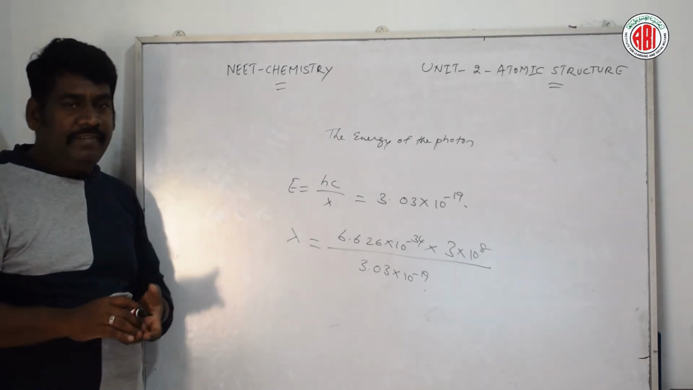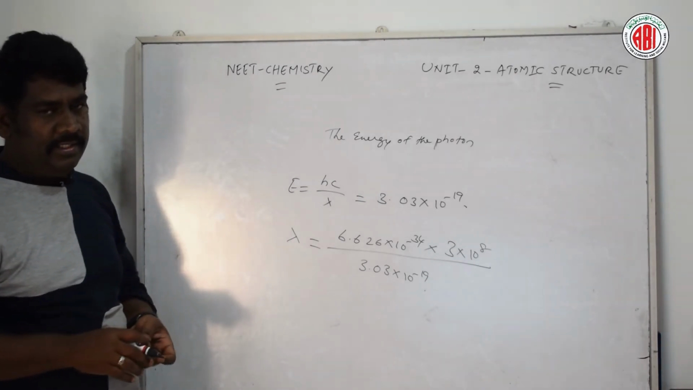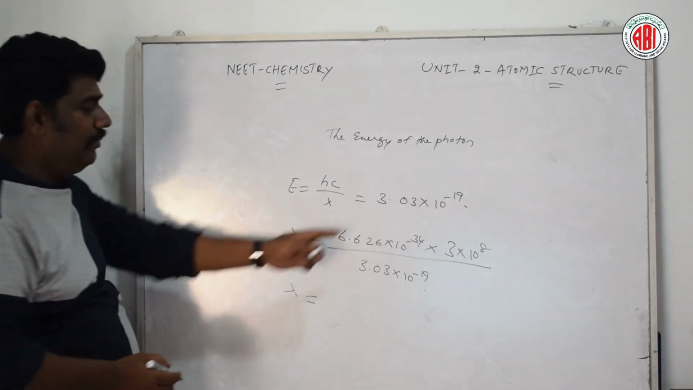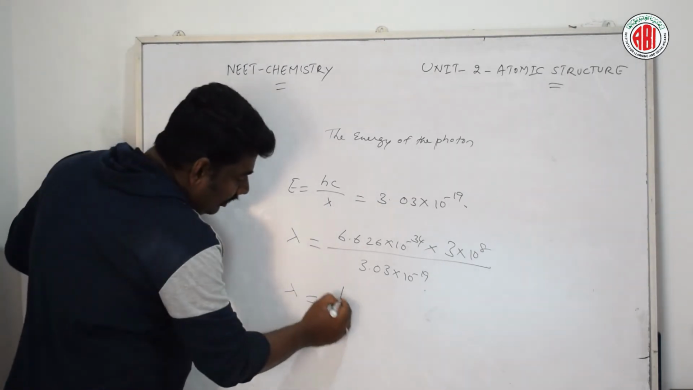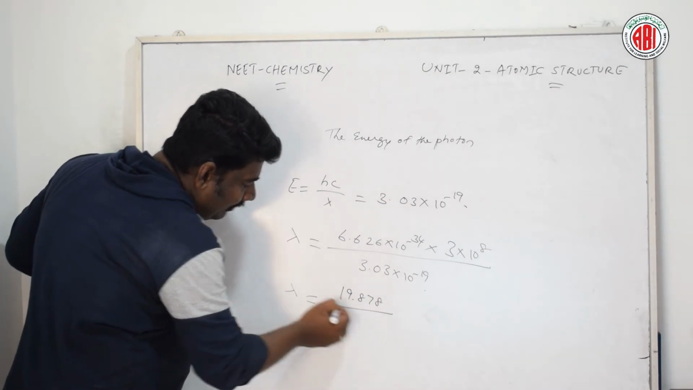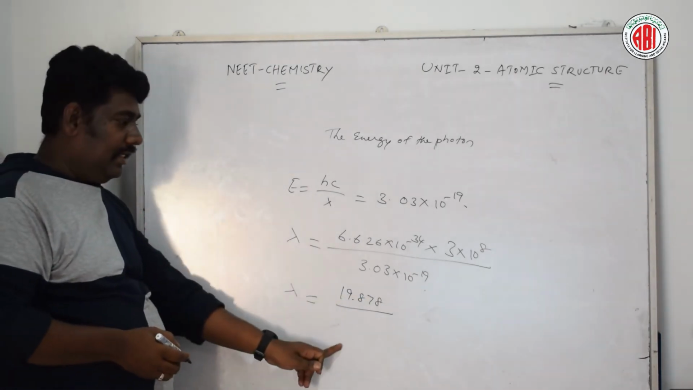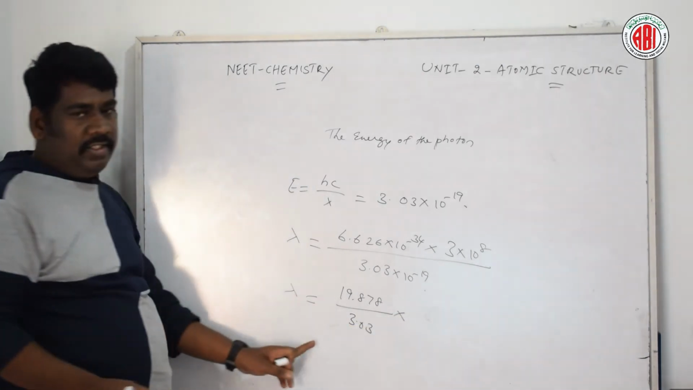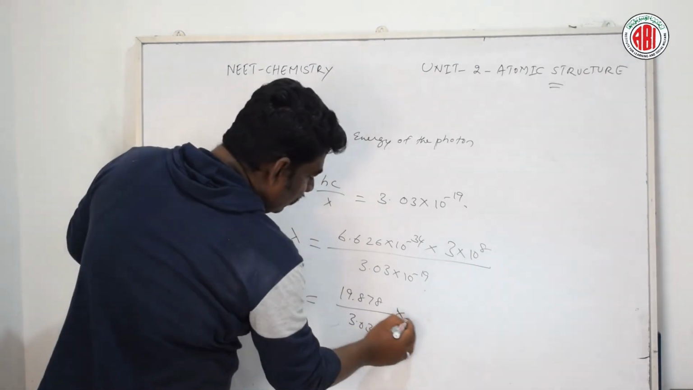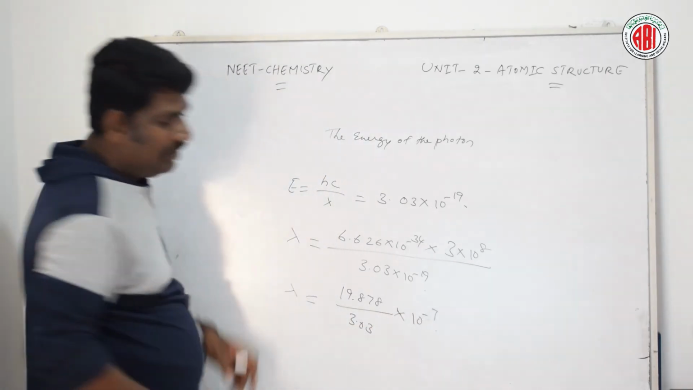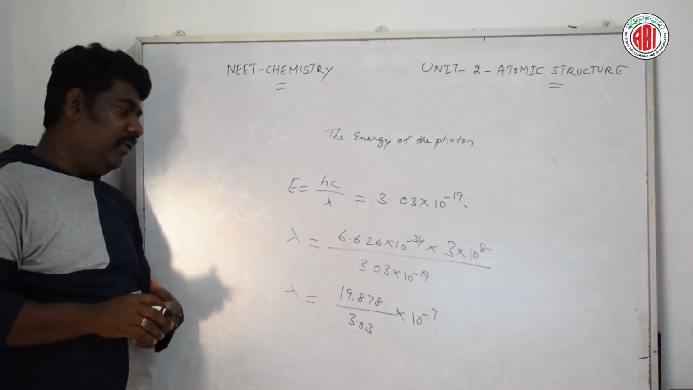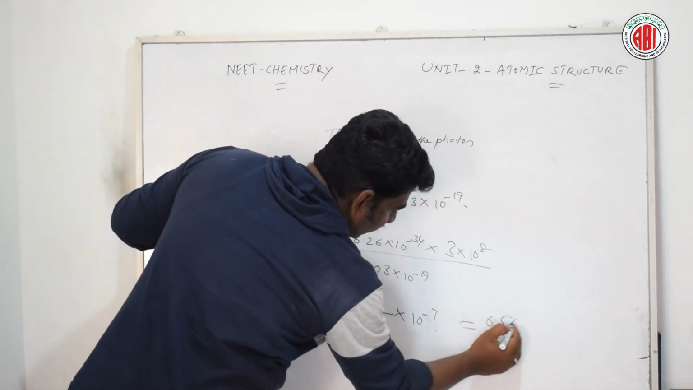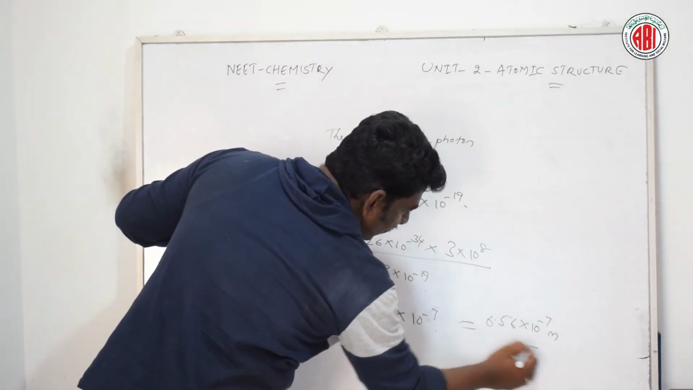So simplifying this, what could we get? Lambda is equal to 19.878 by 3.03 into 10 to the power of minus 7. Simplifying this again, we get 6.56 into 10 to the power of minus 7 meter.